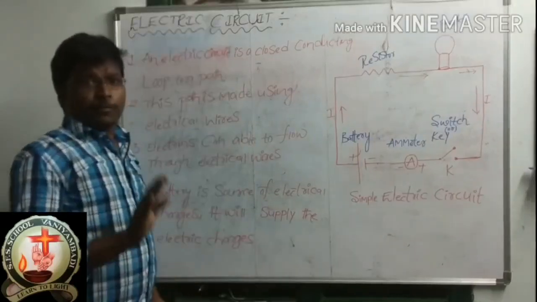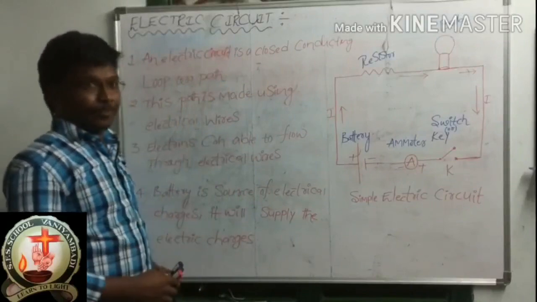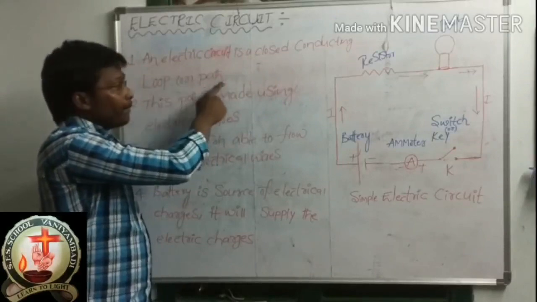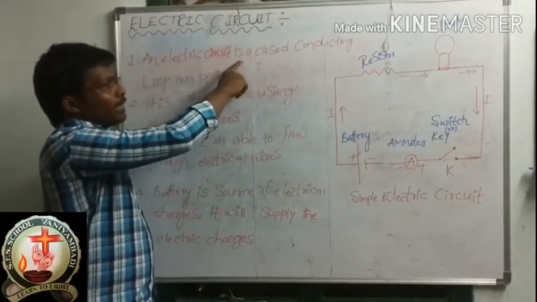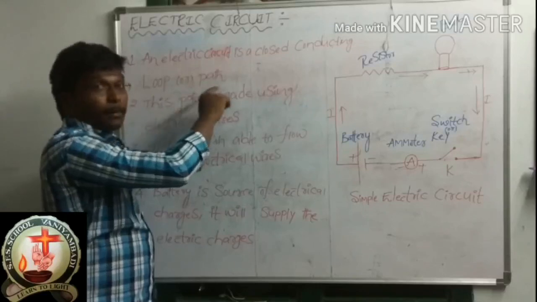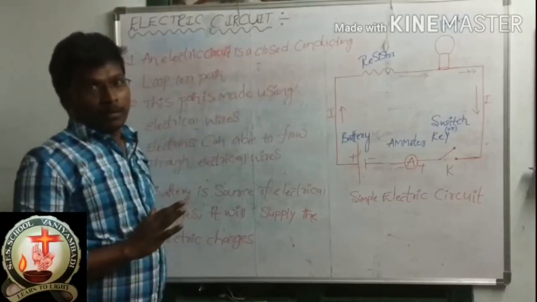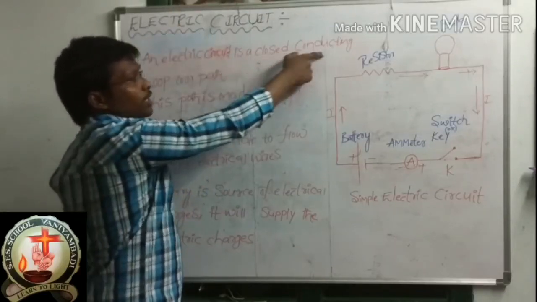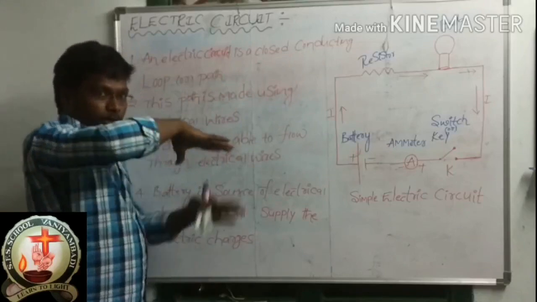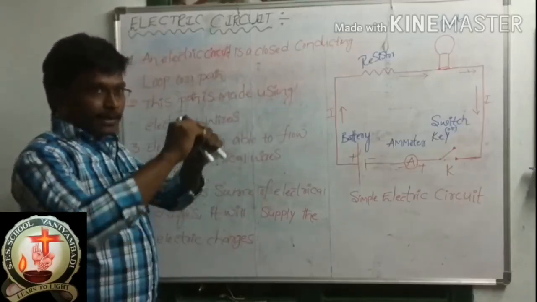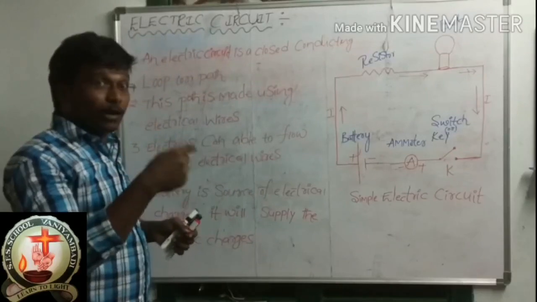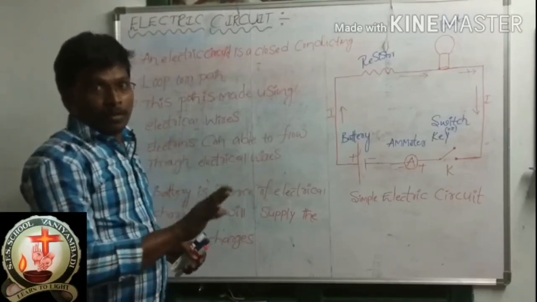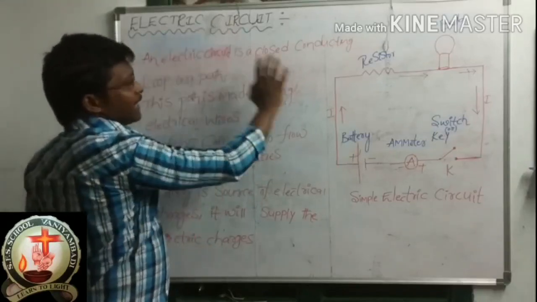Okay. First point in electric circuits: an electric circuit is a closed conducting loop or path. So what is he telling? What is an electric circuit? An electric circuit is a closed conducting loop. Closed, not open. It is closed. Closed conducting loop or path. Path means way. So this is the first point of the electric circuit.